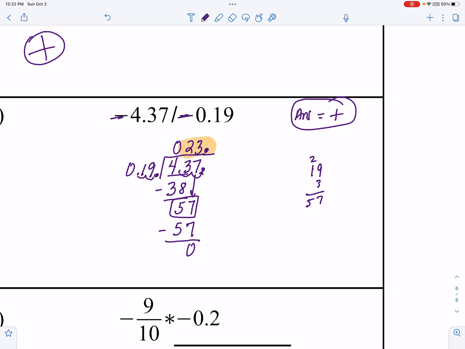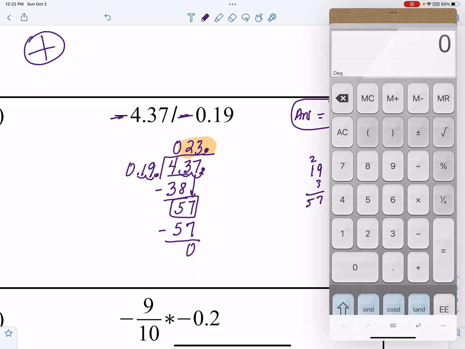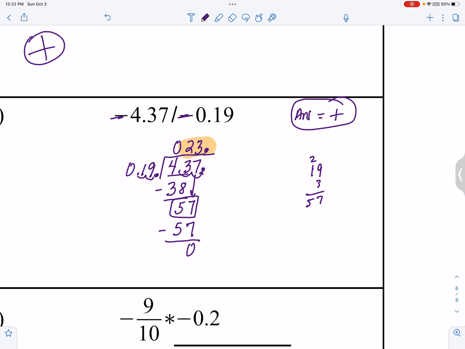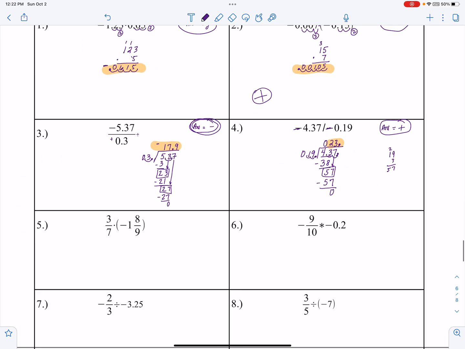Okay, and our answer is positive. So let's double check our work here. So we have a 4.37 negative, and that's divided by a 0.19 negative, which automatically makes it, there we go, 23 positive. All right, now we're on to fractions.